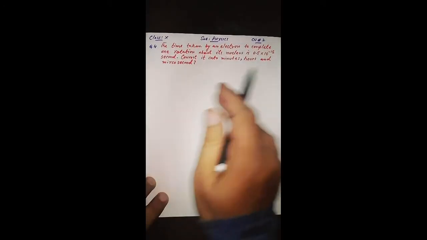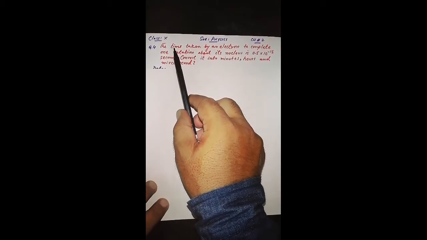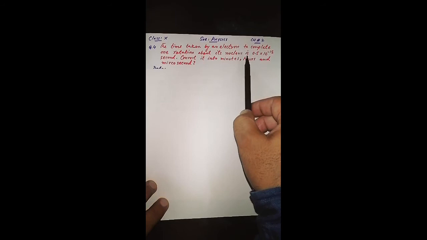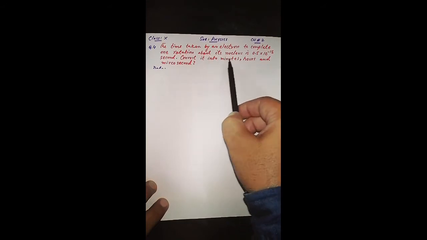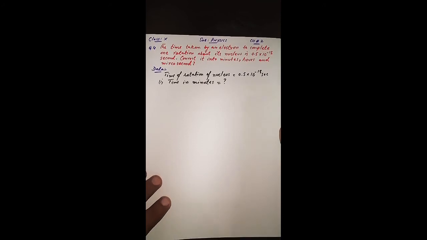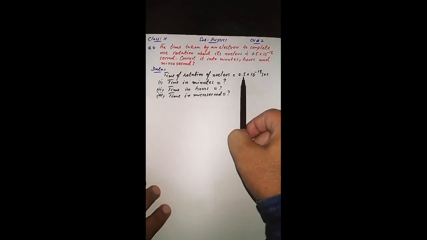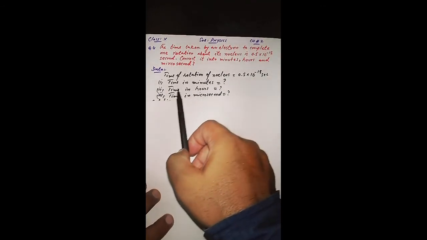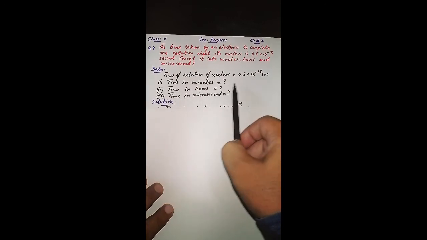Now we have to solve question number 4 of the book. The question is: the time taken by an electron to complete one rotation about its nucleus is 0.5 multiplied by 10 raised to power minus 18 second. Convert it into minutes, hours and microsecond. Now first we write down the data of the question. Time of rotation is equal to 0.5 multiplied by 10 raised to power minus 18 second. It is given. Now we have to convert the time into minutes, hours, and microsecond.